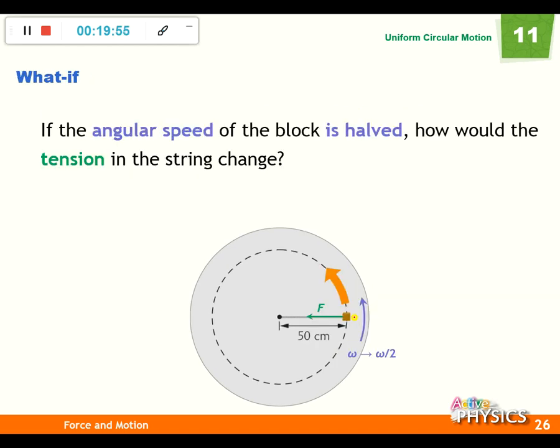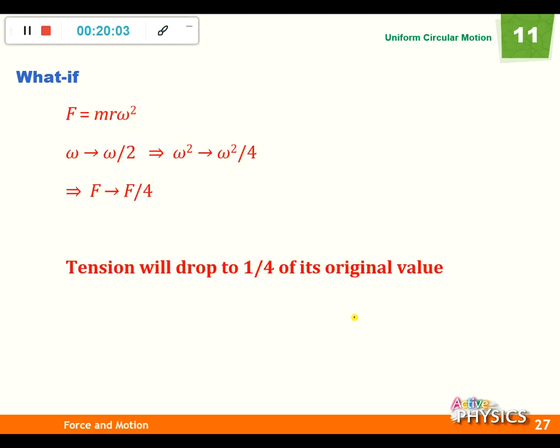What if question: if the angular speed of the block is halved, it means that omega is half. Then what will happen to the tension? Of course, using the formula, F is equal to m omega squared r. Now omega is half, so omega squared should be a quarter. Then the force should be reduced to a quarter of its original value.